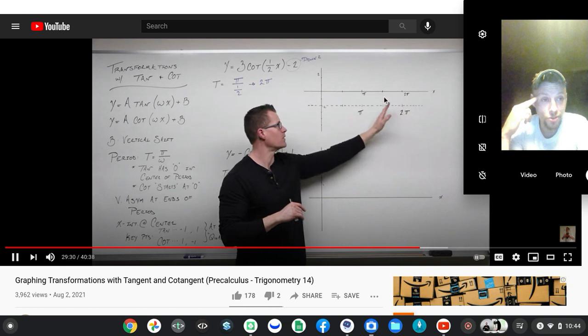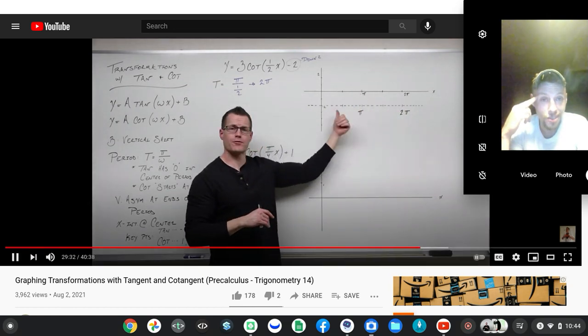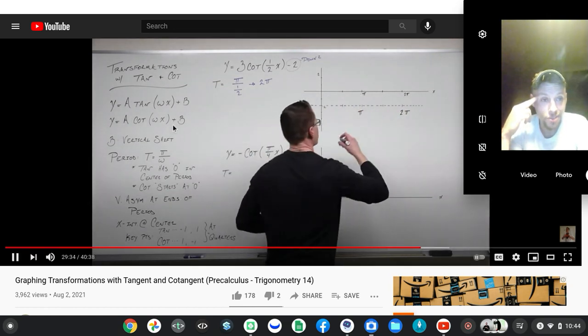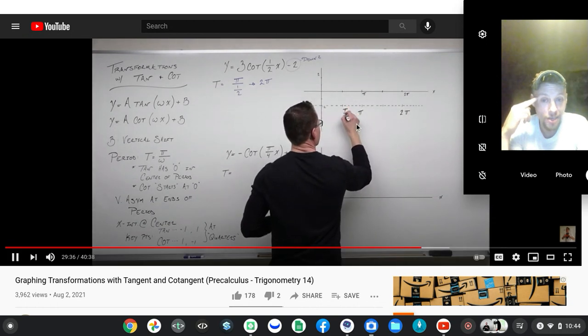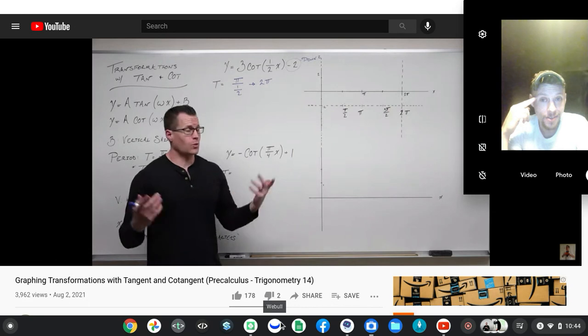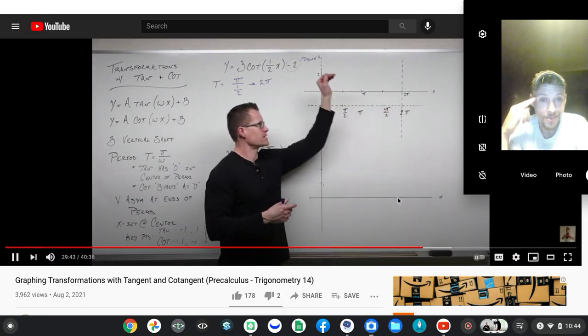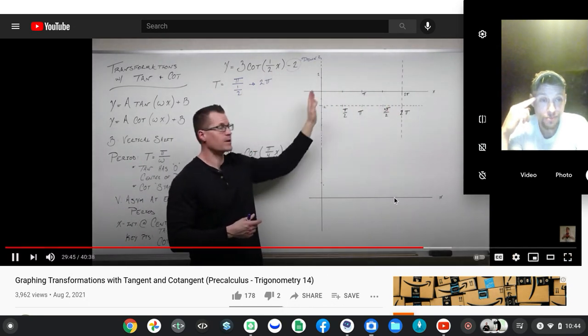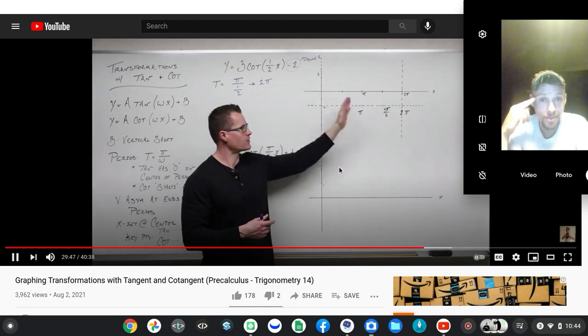Cotangent starts at 0. The center is at pi, and now we'll find the quarters. So that just graphs it. So we have now our ends of our period at 0 and 2 pi. We got the center at pi, and we have our quarters at pi over 2 and 3 pi over 2.